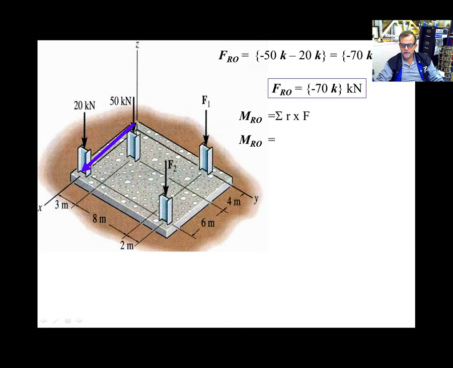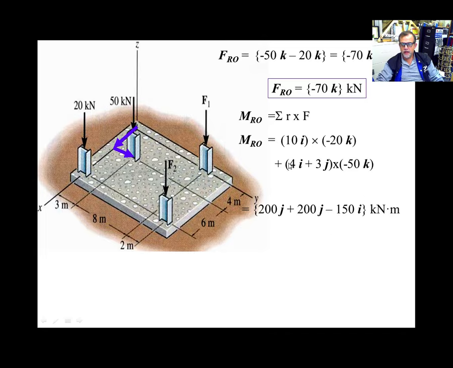So the arm is from this point to that point, and that's 10. In what direction? In the positive I direction. So it's going to be 10I cross multiplied by negative 20K. That's the first one. And the second one will be this and that. This is I and this is J. So how much in I? 4I. How much in J? 3J. So basically the arm is 4I, 3J, cross multiplied by negative 50K.